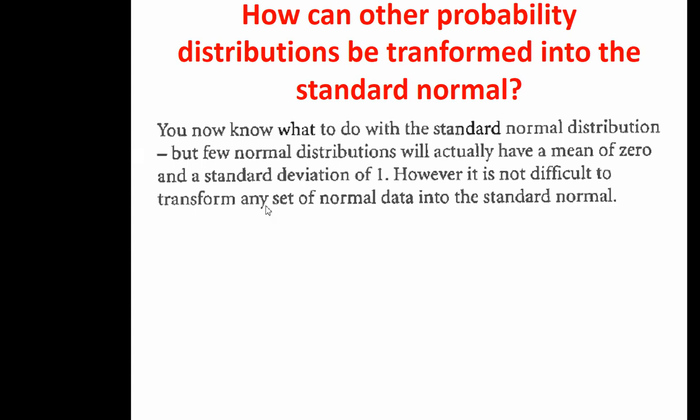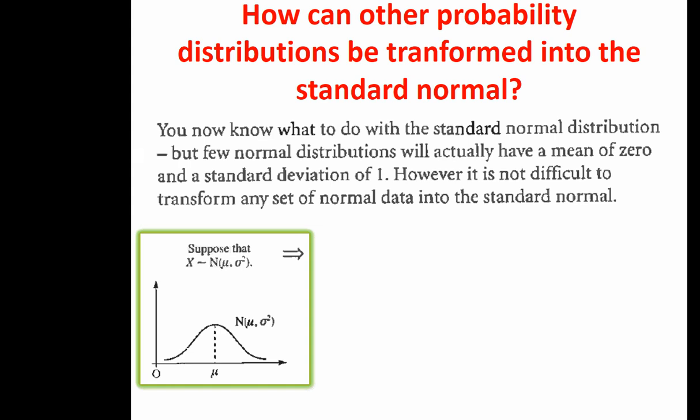Very few normal distributions in the real world will have a mean of 0 and a standard deviation of 1. However, it's not difficult to transform any set of normal data into the standard normal curve. Let's show you how to do that. Suppose instead, like something more in the real world, you'd have a mean that's a positive value, a standard deviation that's more than 1 or less than 1, doesn't matter. Suppose that x is approximately normally distributed, with a mean of mu and a variance of sigma squared.